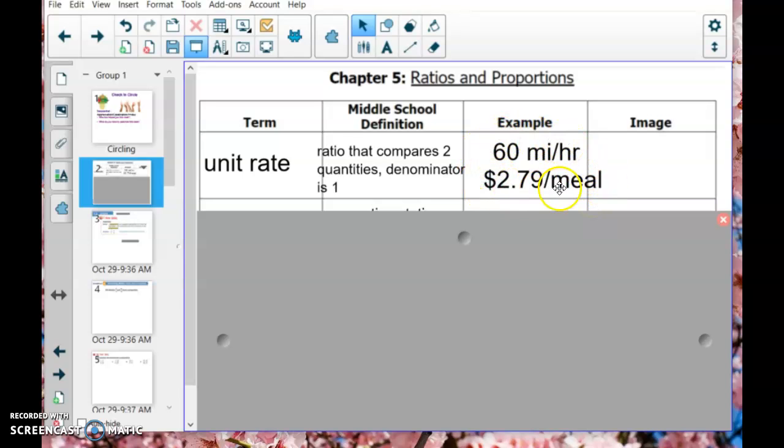Unit rates make it really easy for you to compare different quantities. So a lot of times if you're buying something, you'll want to figure out what the unit rate is, so that way you can determine what kind of quantities that you want to buy of the item.